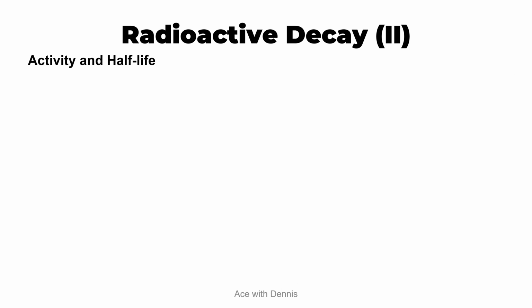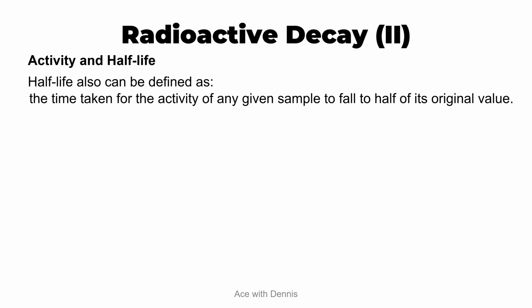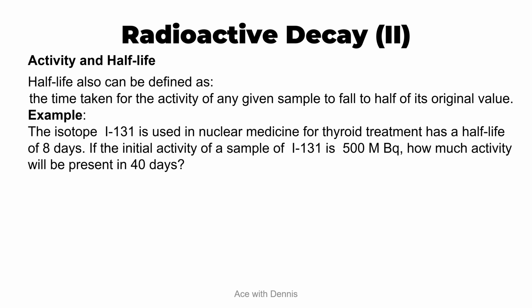So based on the previous discussion, half-life can also be defined as the time taken for the activity of any given sample to fall to half of its original value. Let's look at this example. The isotope iodine-131, used in nuclear medicine for thyroid treatment, has a half-life of 8 days. If the initial activity of a sample of iodine-131 is 500 MBq, how much activity will be present in 14 days? So here's the solution.